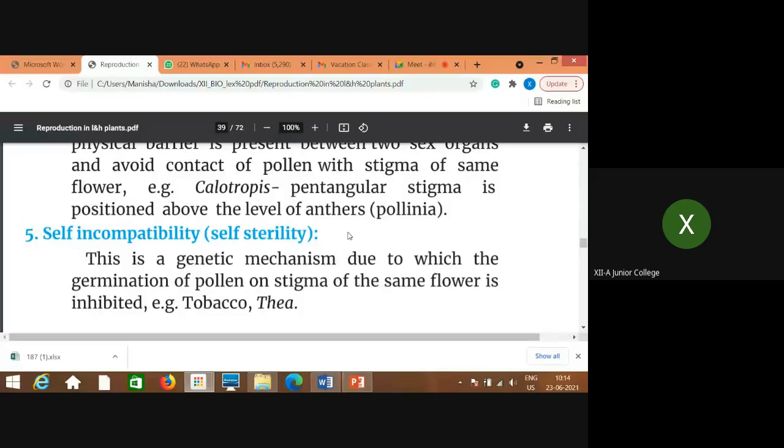They cannot fertilize the ovule, that means the stigma cannot accept them. Though the pollen grains fall on the stigma, they cannot germinate. That is called self incompatibility, also called self sterility. That means the same pollen grain cannot germinate and is not able to fertilize the ovule, that particular female reproductive organ within the same flower. So this is called self sterility or self incompatibility.